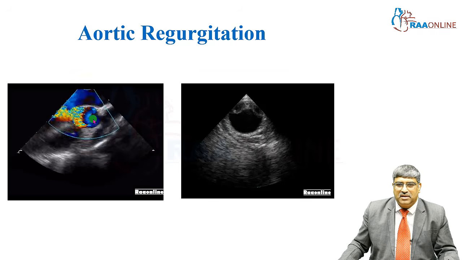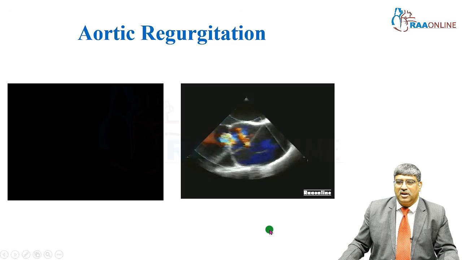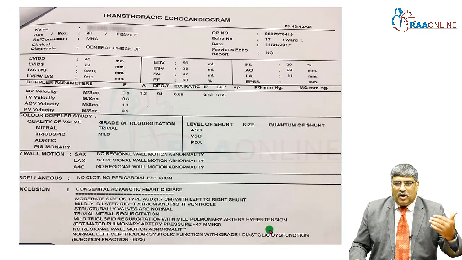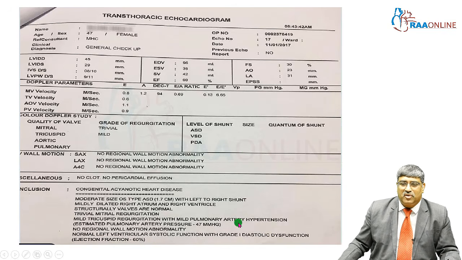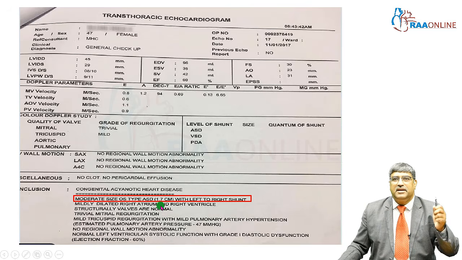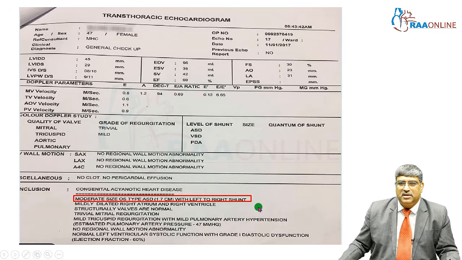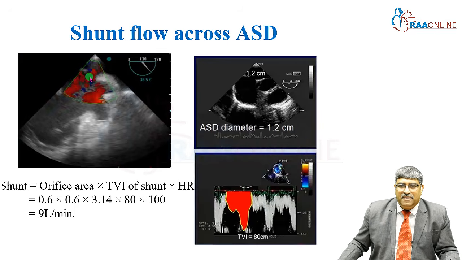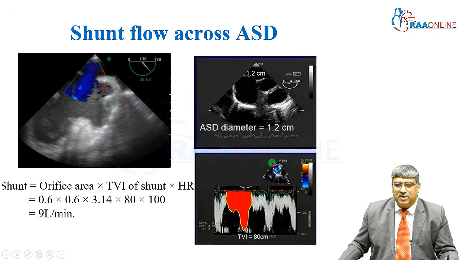Here you can see a nice aortic regurgitation, and you can see the dissection in the aorta which is causing aortic regurgitation. Now coming to the congenital heart disease aspect, you have to look at the interatrial and the interventricular septum. Here the patient has a large ASD, 1.7 centimeter, with the left to right shunt. Here there is a large ASD which measures about 1.2 centimeter.